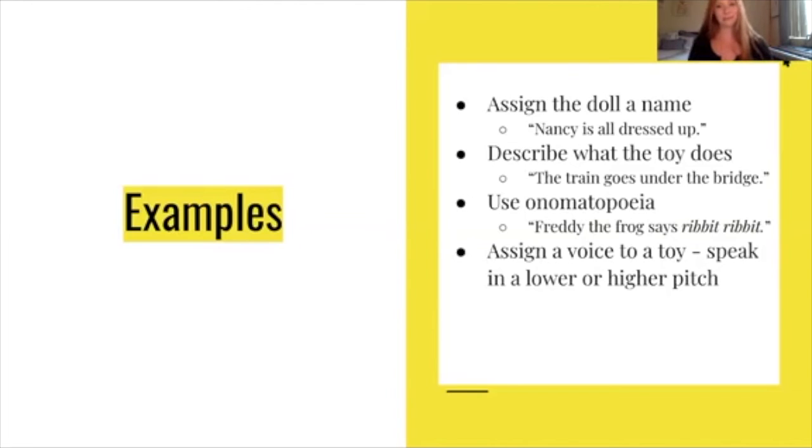Like, that's silly. And then you could also use the sound play with this strategy. So Freddie the Frog says ribbit, ribbit, or the train goes chugga, chugga, choo, choo. So this is just another example of how these strategies overlap and can be used in conjunction with each other. And then another way to make this more fun is to change your pitch, which we're going to talk a little bit more about next week.